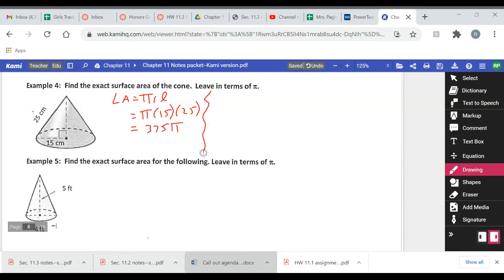All right, if I now want to find the surface area, I know that I have the lateral area plus capital B, but the base is always a circle, so I know I'm actually using pi R squared. So I've got 375 pi plus pi times the radius, which is 15.